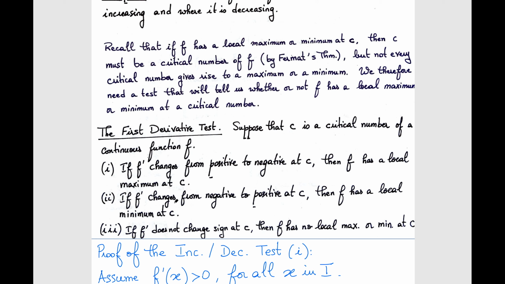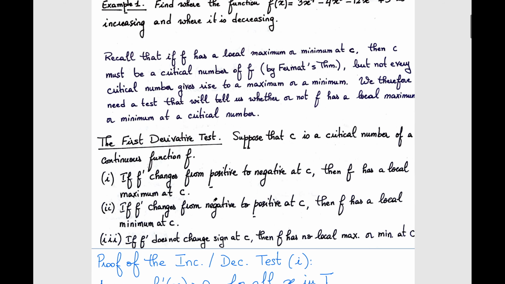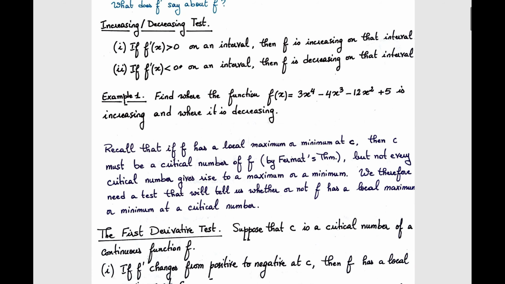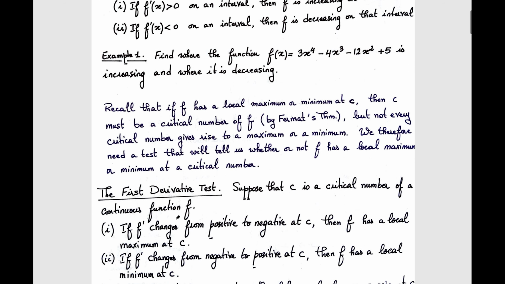If f prime changes from negative to positive at this critical number c, then f is going to have a local minimum at this number c. And finally, if f prime doesn't change sign at the number c, it's not going to have either a local maximum or a local minimum at this number c. I mean, this first derivative test is a consequence of the test we just talked about above, the increasing-decreasing test.